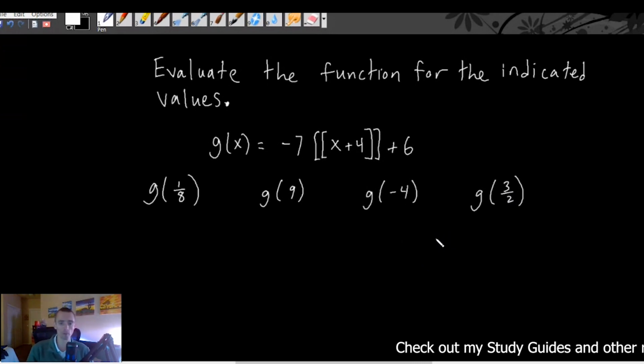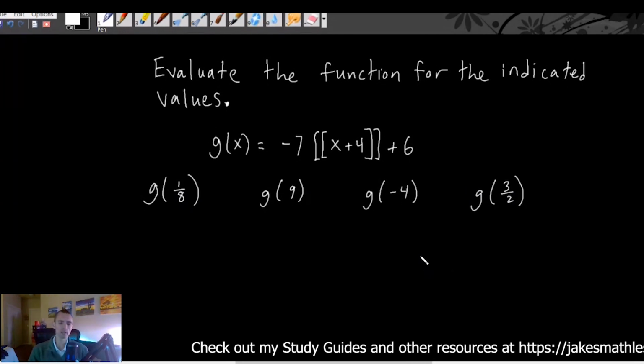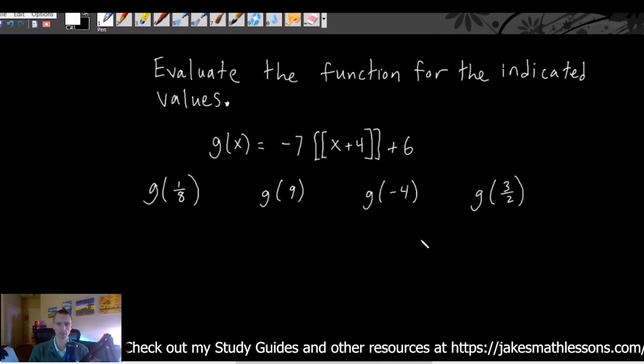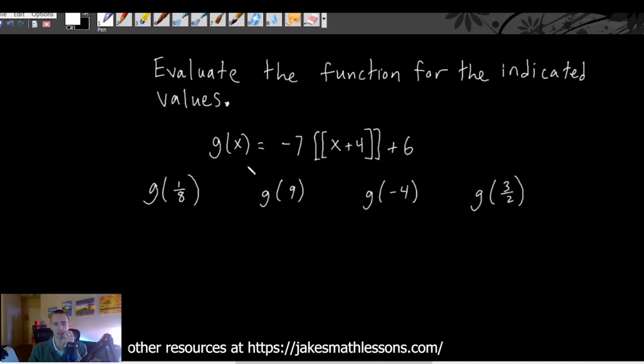So we have a 4-part problem here. We're going to evaluate this function at these 4 different values. But before we get into how to do that, I want to take a step back and think about what this function is. g of x equals -7 times basically this step function component of this equation, where what's in the step function part is x plus 4 and then plus 6 after all that.